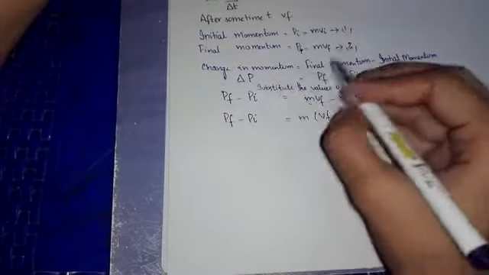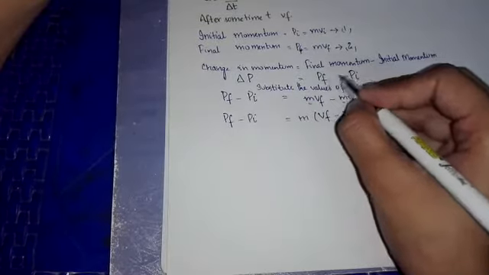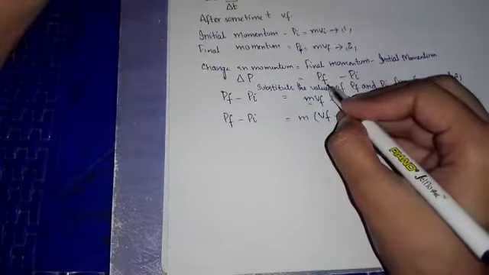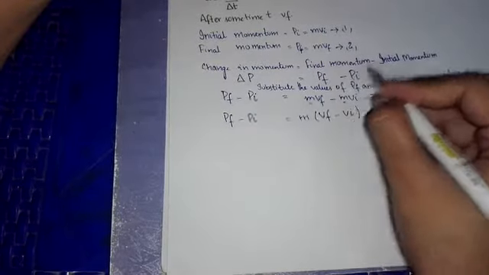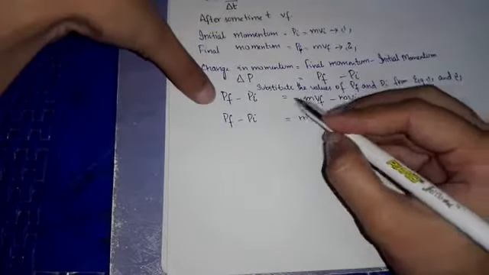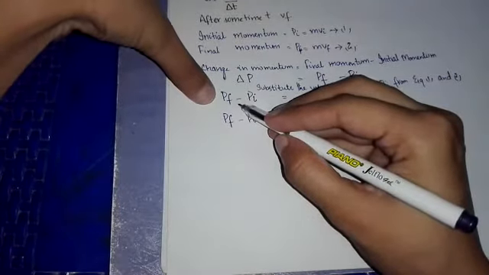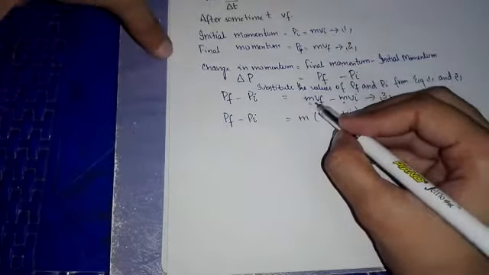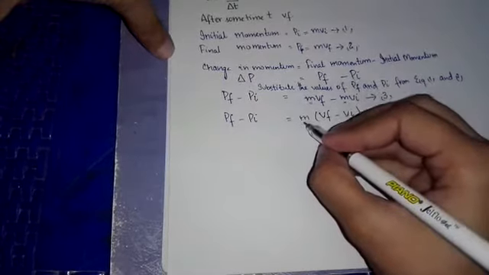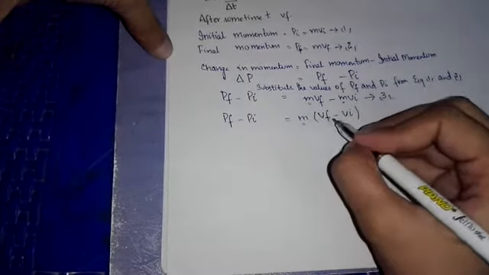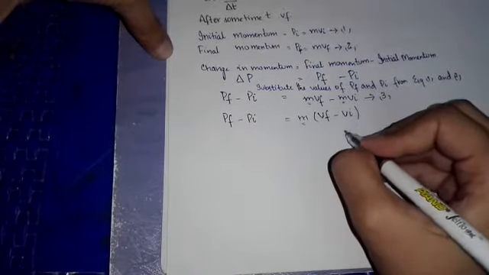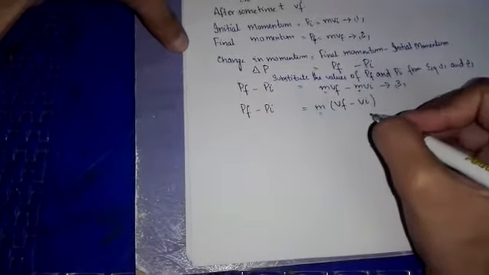Change in momentum is equal to final momentum minus initial momentum. Here we substitute the value of final momentum and initial momentum from equation number 1 and 2. So it becomes change in momentum, that is Pf minus Pi, which is equal to mvf minus mvi. As the mass is constant, we take the mass as a common factor. Here we have Vf minus Vi, that is change in velocity.